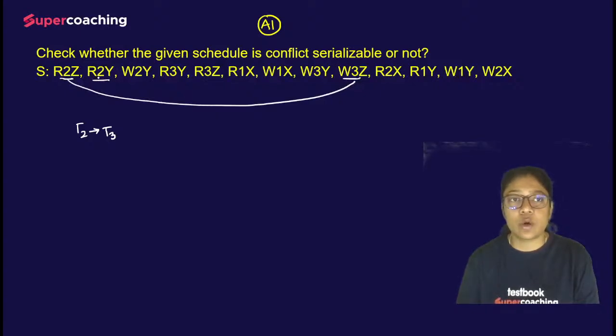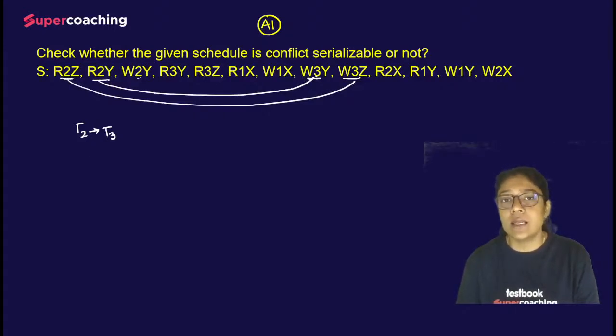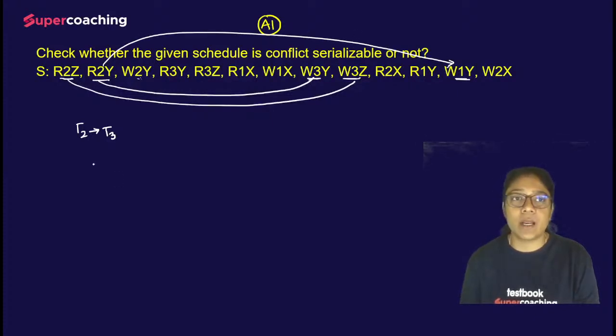Next one is on Y. It's performing a read operation on Y. Check for the write operation. Here this is performed by the same transaction, so we'll not consider this. The write operation on Y is performed here. This is T2 to T3, which we have already noted down. Next, is there any other write operation on Y? Yes, it's performed on T1. So this results in one more conflict pair, that is T2 to T1. That's it. Check for the next one.